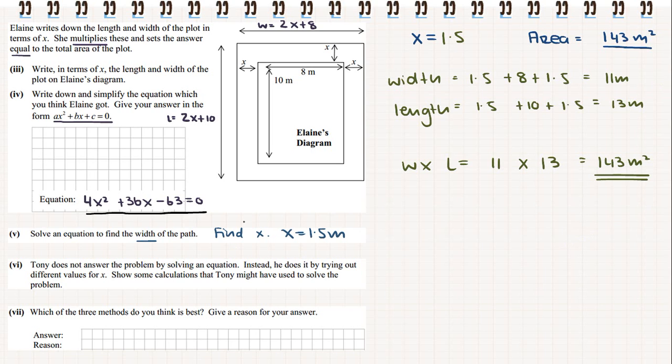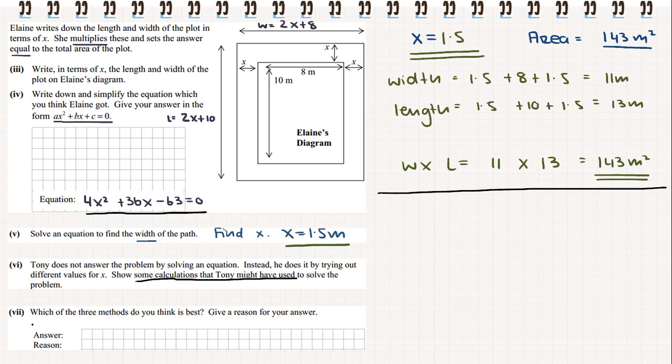So this really shows that he could have found it not using an equation if he tried some of these values, but he may not have tried 1.5, so it might not be the best way of doing it. But also by doing this calculation, it confirms that our answer for part 5 is correct. Really for part 6, they're not looking for us again to show that x is equal to 1.5. They want us to just show some of the calculations that Tony might have used.